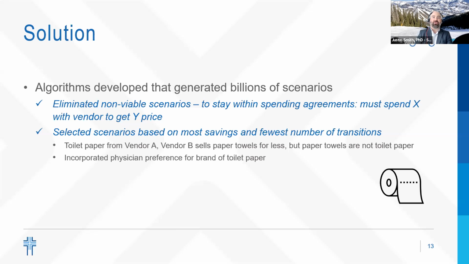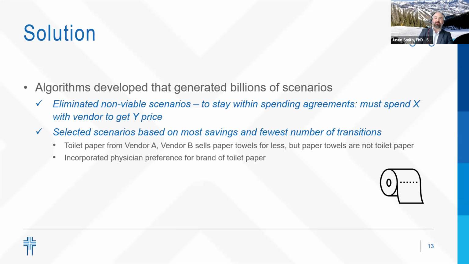But what we were able to do was eliminate the non-viable scenarios, right? So we wanted to make sure we stayed within our spanning agreements, and we had to spend X with a certain vendor to get Y price. So that was kind of our first pass. And then the other pass we used was that we wanted to make sure we had the most savings with the fewest number of transitions.